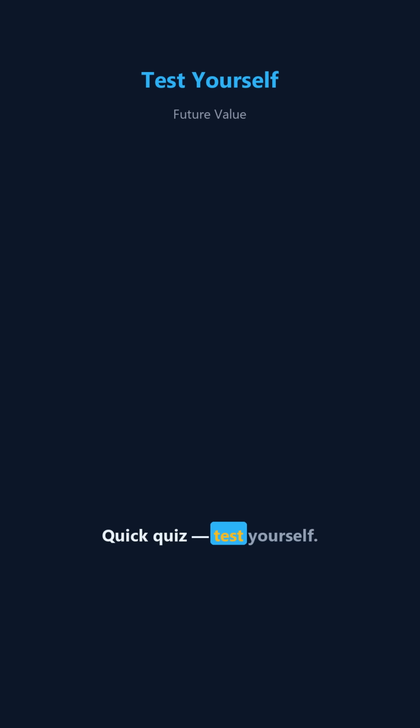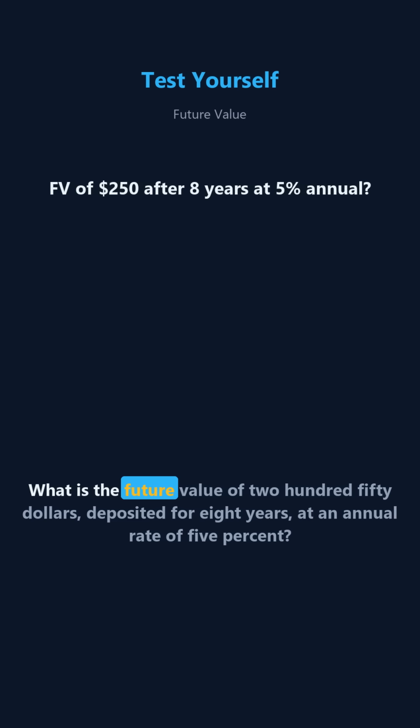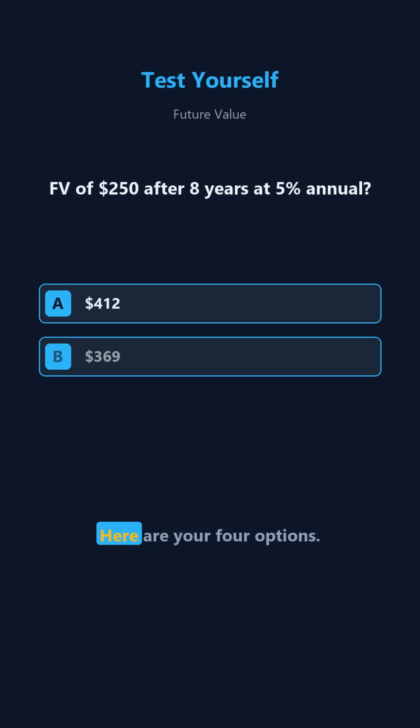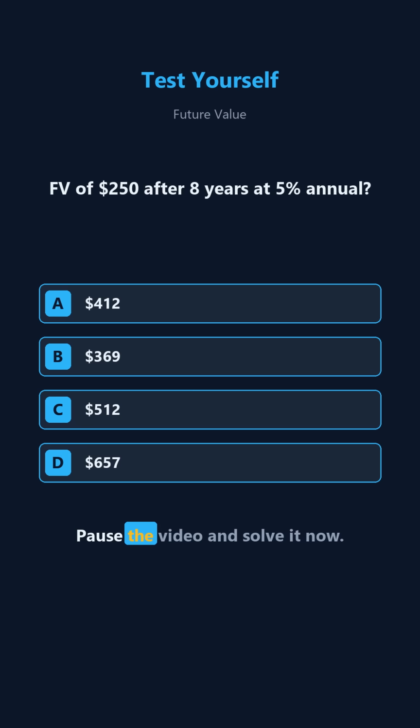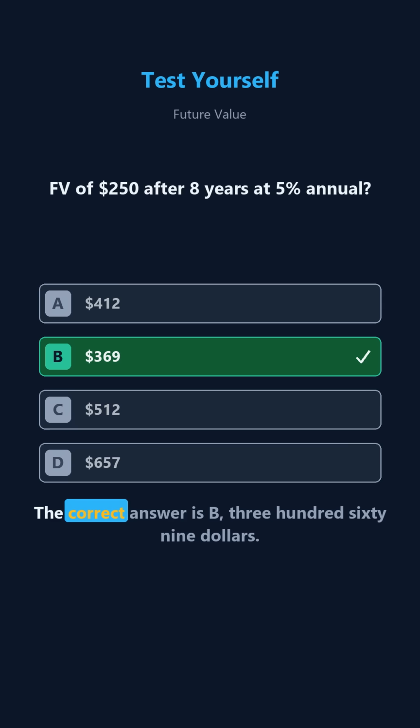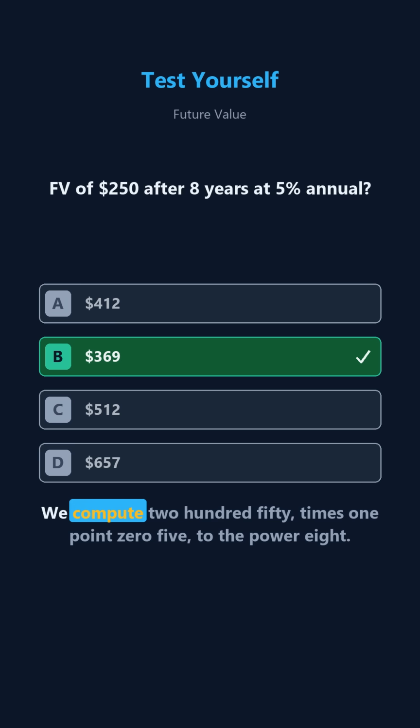Quick quiz, test yourself. What is the future value of $250, deposited for 8 years, at an annual rate of 5%? Here are your 4 options. Pause the video and solve it now. The correct answer is B, $369. We compute 250 times 1.05 to the power 8.